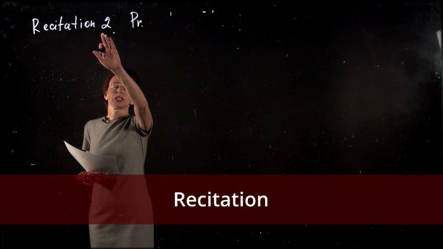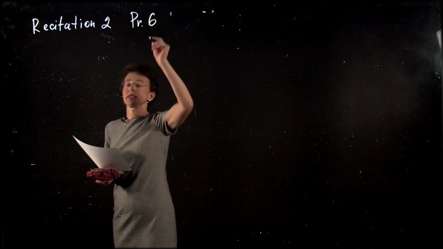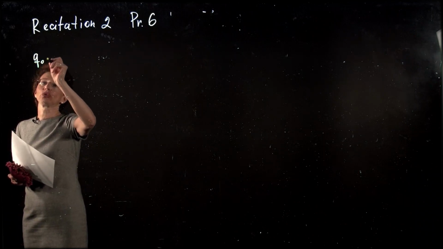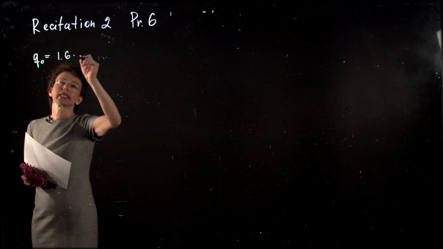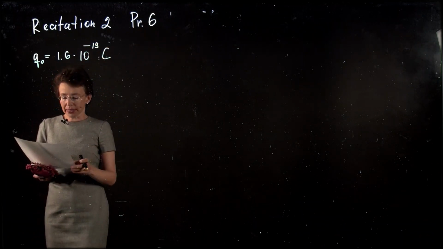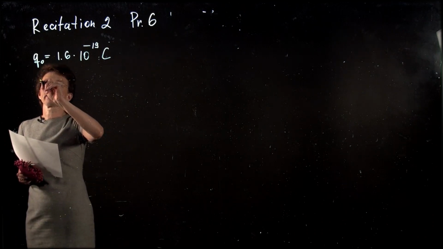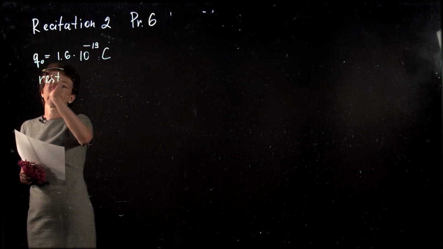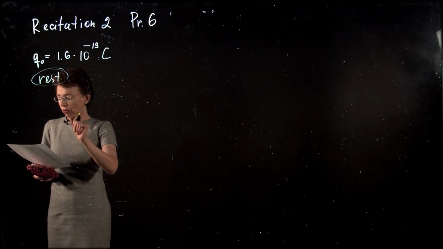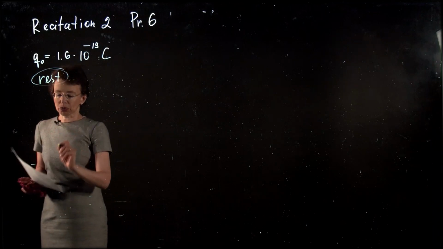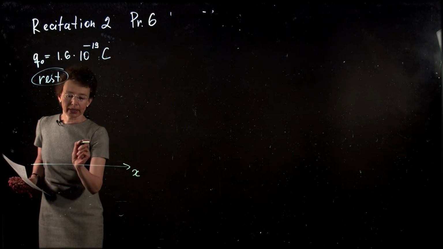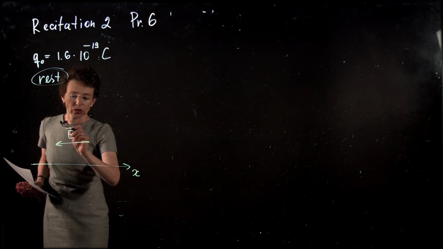This is our second recitation and the last problem, problem 6. For this problem, we will have an electron with charge Q naught, which is 1.6 times 10 to the minus 19th coulombs. And this electron is released from rest. This is important. This electron is released from rest in a region with constant electric field. This electric field is pointing to the left. So if I have X to the right, then the electric field will be in this direction.